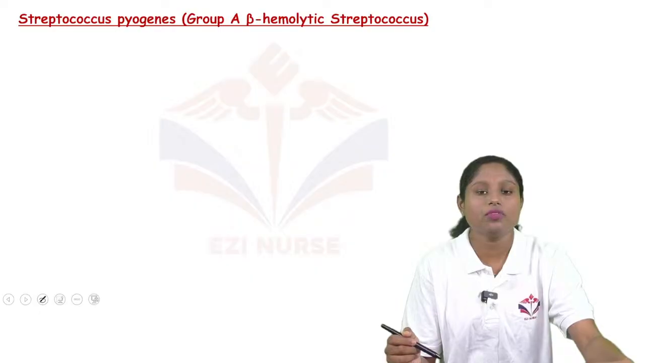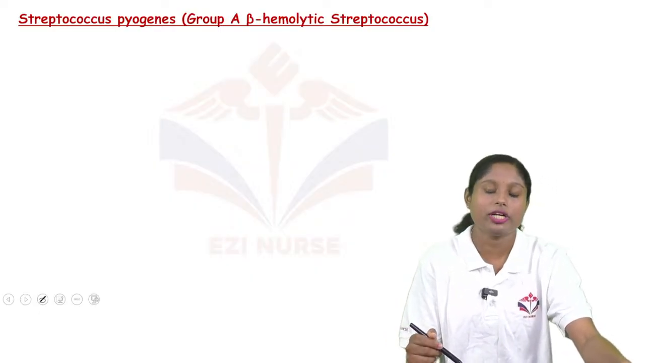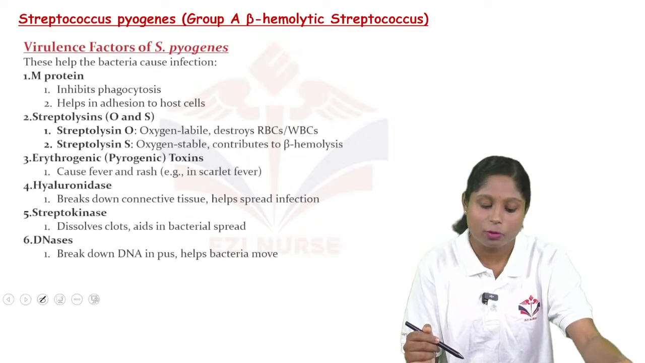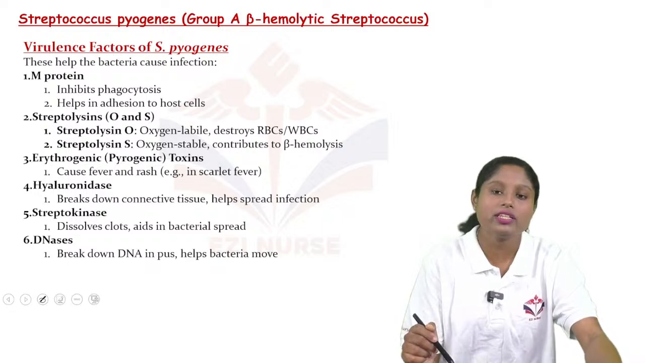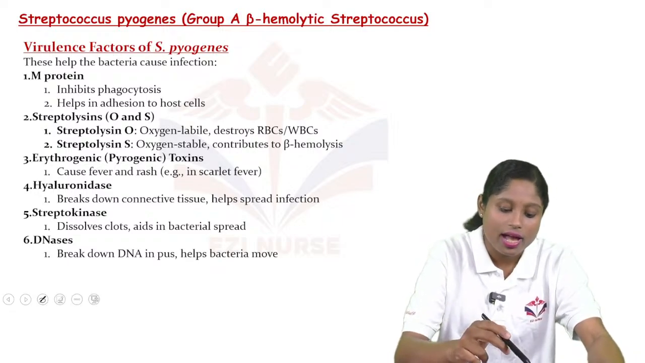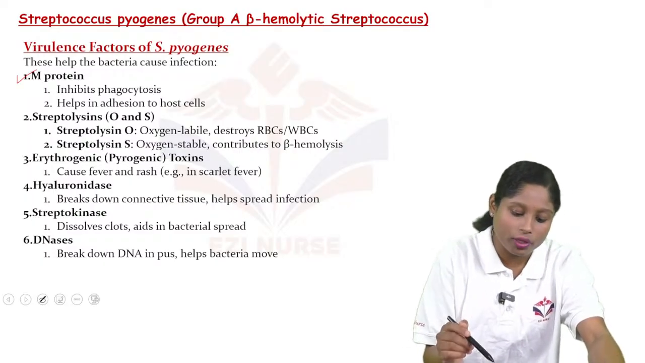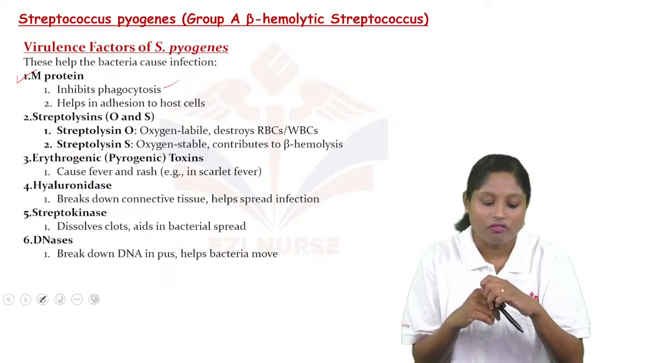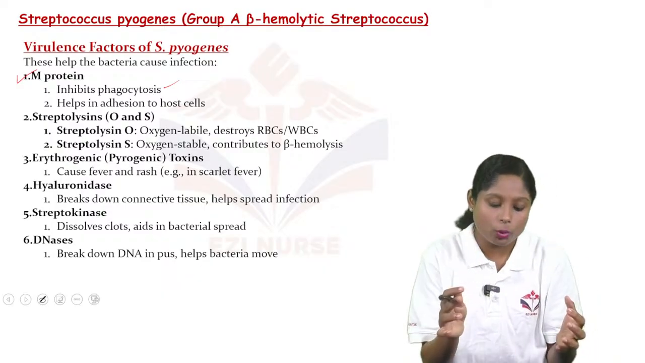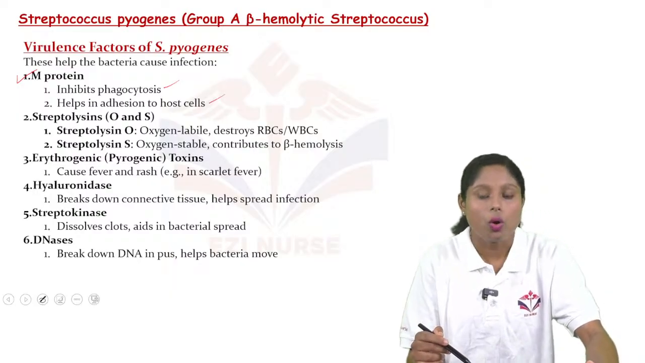Next question: we will discuss Streptococcus pyogenes, or group A beta hemolytic Streptococcus. Let's discuss its virulence factors. Virulence factors help the bacteria cause infection. There is M protein, which inhibits phagocytosis and helps in adhesion to host cells.